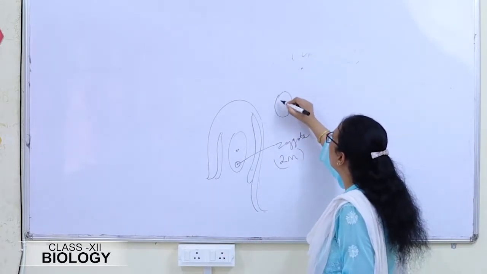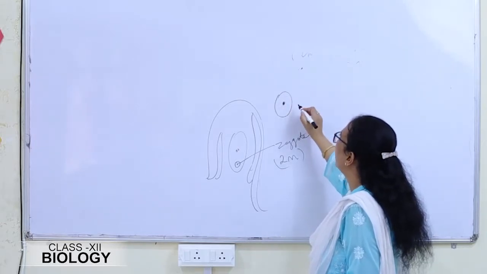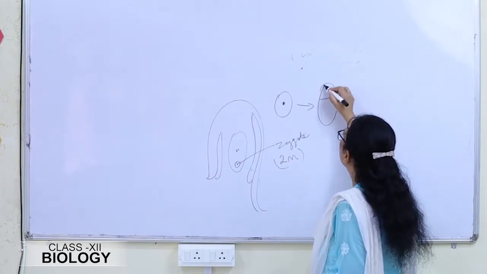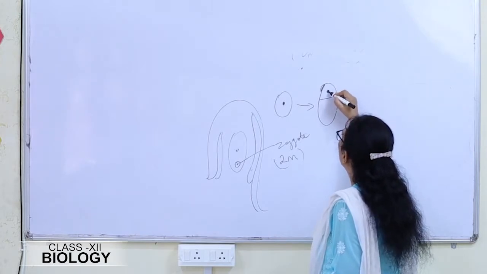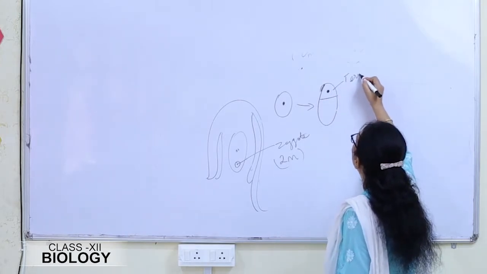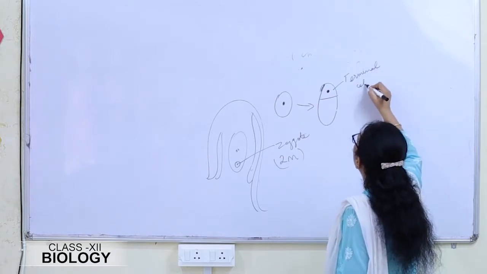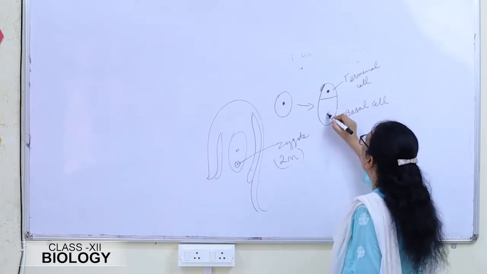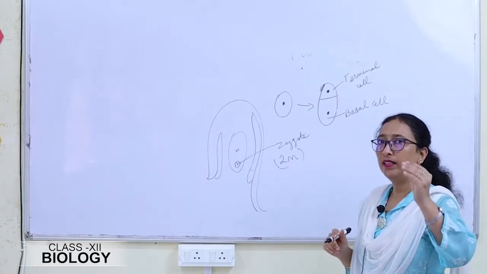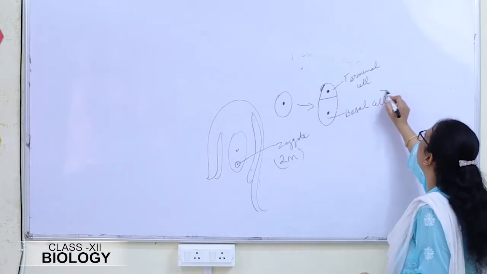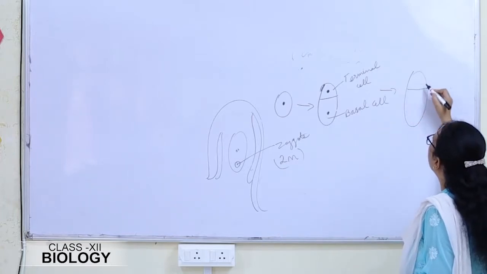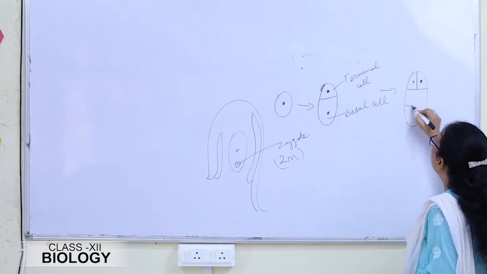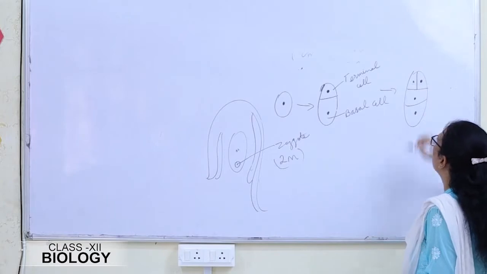We focus on this zygote. This zygote will divide into 2 cells. That is, one will be known as the terminal cell and another is known as the basal cell. It will divide transversely into a terminal cell and a basal cell. This terminal cell will again divide mitotically, vertically into 2 cells, and the basal cell will divide transversely into 2 cells.